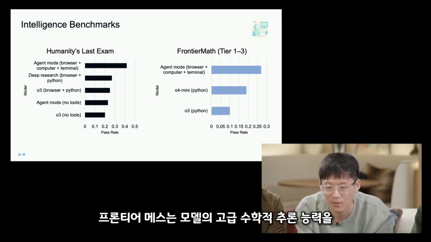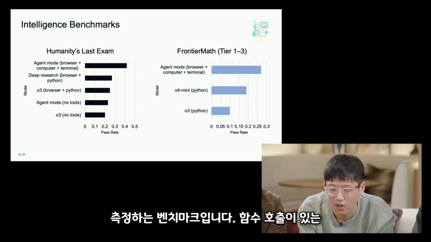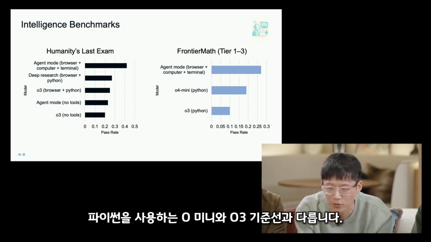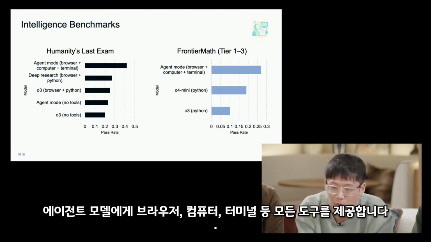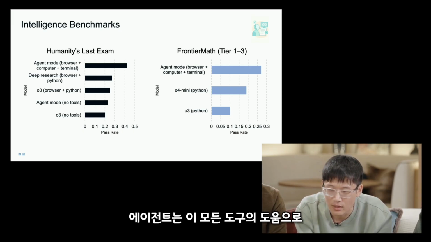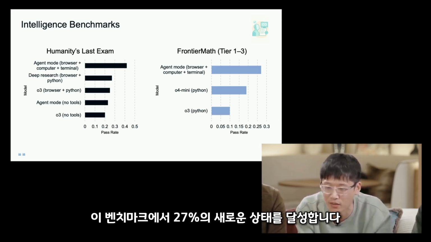FrontierMath is a benchmark that measures the advanced mathematical reasoning ability of models. Different from our baseline o4-mini and o3, which use Python with function calling, we give the agent model all available tools, like a browser, a computer, and a terminal. The agent achieves a new state of the art of 27% on this benchmark with the help of all these tools.